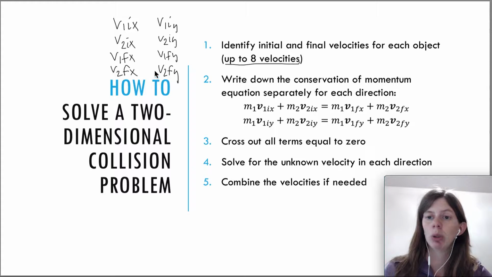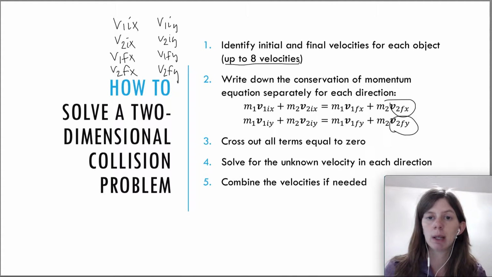Now, some of them will be 0, sometimes you'll stick together, so that will reduce your velocities as well. And then after you define the velocities, you write down your equations, cross out the terms equal to 0, and solve for the unknown velocity in each direction and combine if needed. So what I mean there, let's say that you end up solving for v2 fx and v2 fy, then you can combine those two with the Pythagorean theorem to find v2 f.